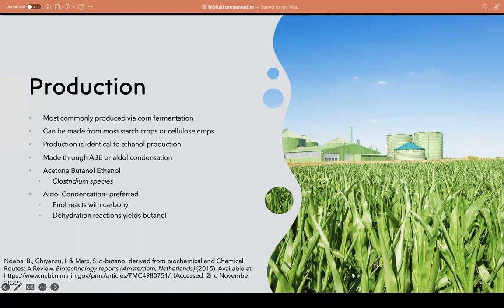And currently, there is research being done on something called aldol condensation. Aldol condensation is the preferred way of butanol synthesis because through a dehydration reaction, it actually yields more butanol than the usual ABE reaction, and it makes less byproducts.